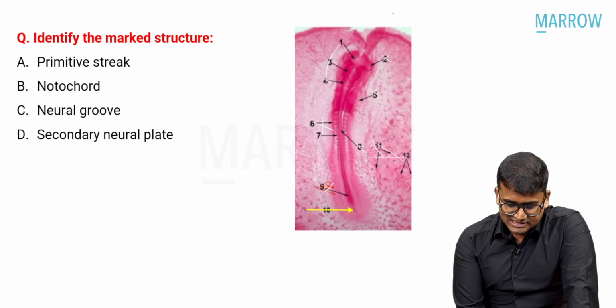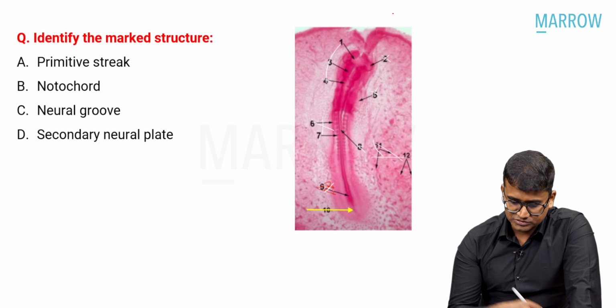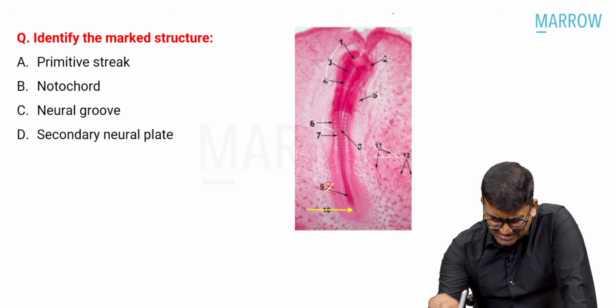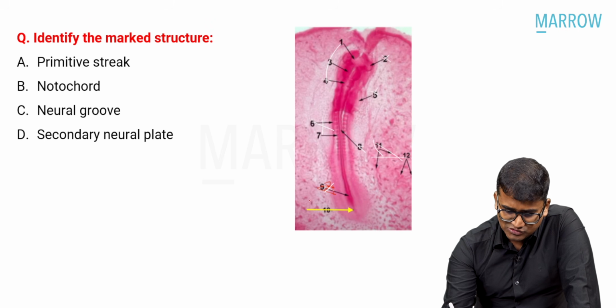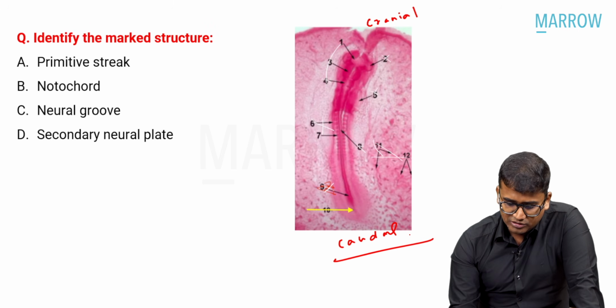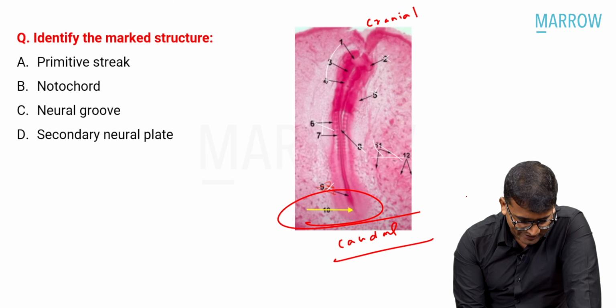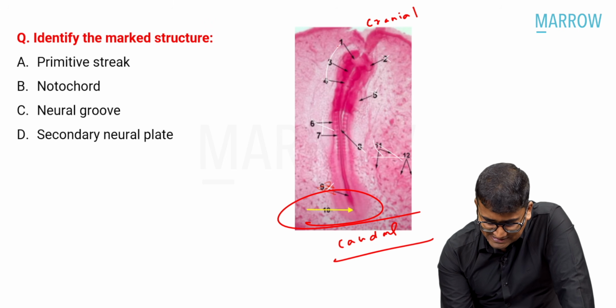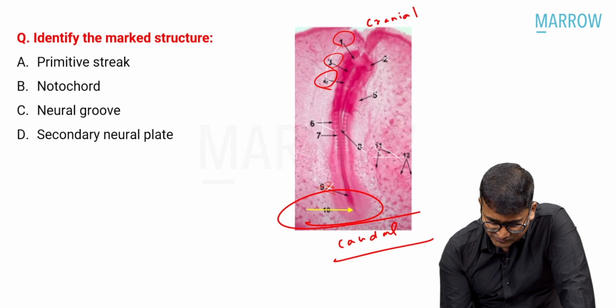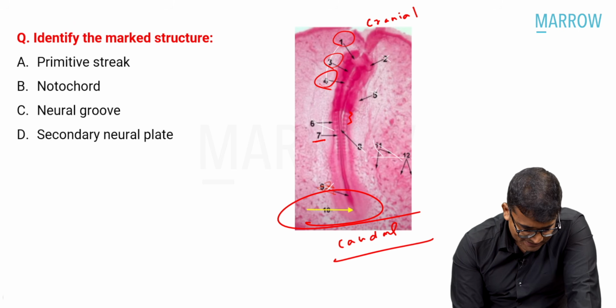Identify the marked structure: A, primitive streak; B, notochord; C, neural groove; and D, secondary neural plate. So, see the marking. Now, they gave the histology image and the marking is on the caudal end. This is the cranial end of the embryo and this is the caudal end. In the caudal end you are seeing the marking. Okay. So now let us identify the cells, and you are seeing some swellings and some central segments.